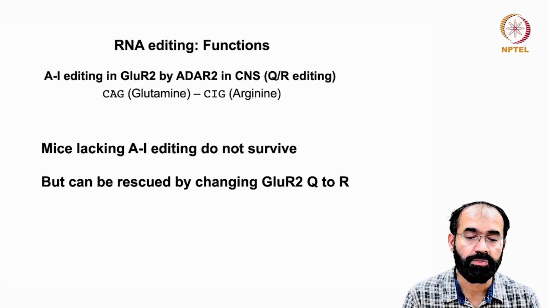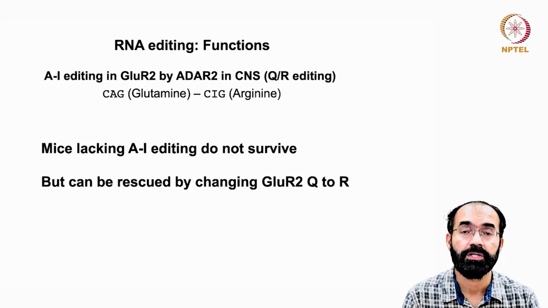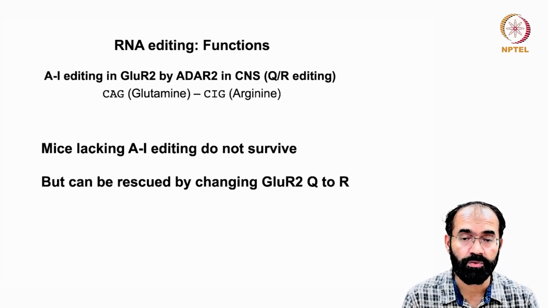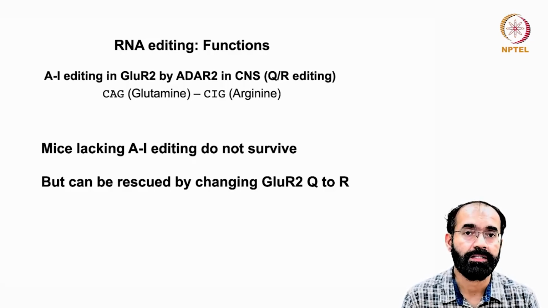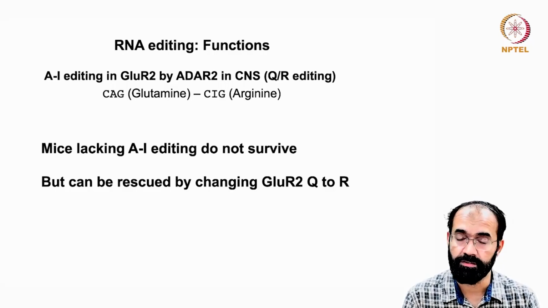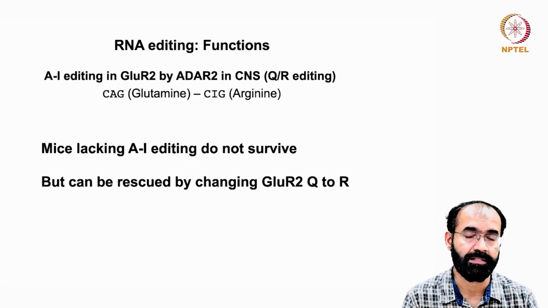But it can be rescued by changing the GLUR to Q to R. So if you are changing the gene GLUR2's Q to R by artificially creating a change or a mutation, you are not depending on ADAR2 because the organism is mutant, because it is no more producing ADAR2. ADAR2 is not being produced, it will not recognize this as a substrate.